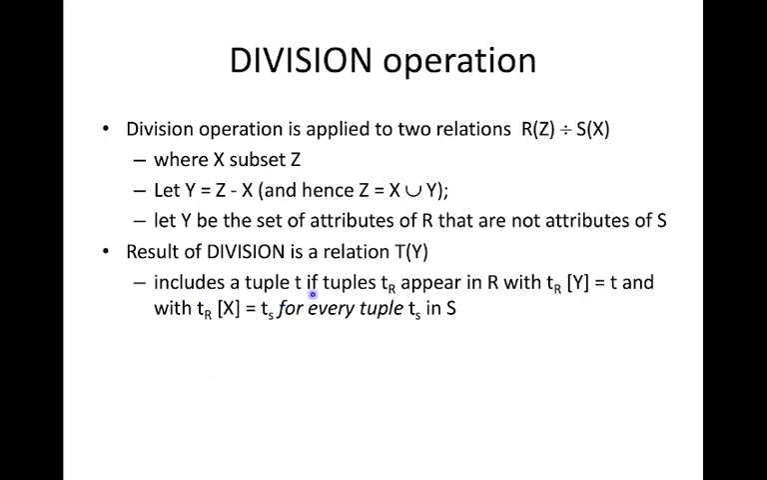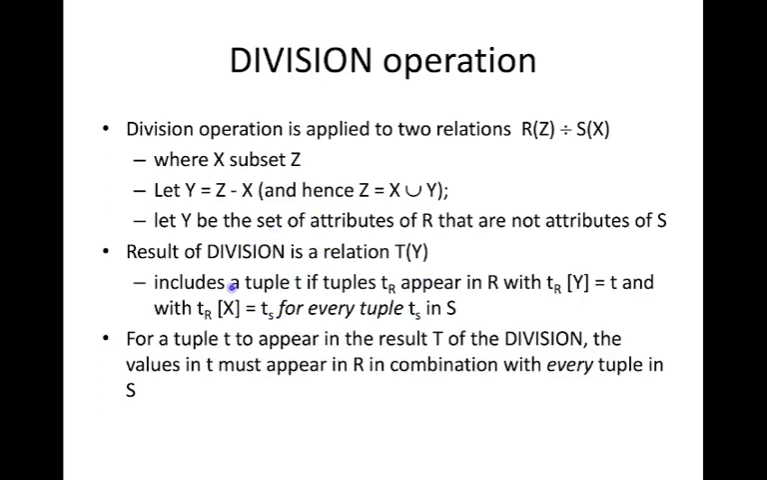So it includes a tuple T if tuples TR appear in R with TR of Y equal to T and TR of X equal to TS for every TS in S. So this is the result of the relation. This is actually the definition. We can see an example, then you will understand. So for a tuple T to appear in the result T of the division operator, the values in T must appear in R in combination with every tuple in S. So that's what we have seen in this example.